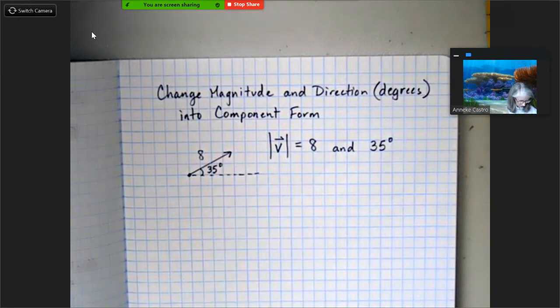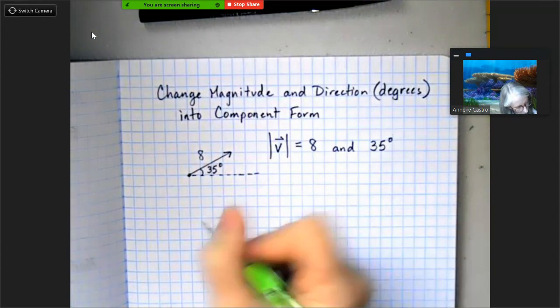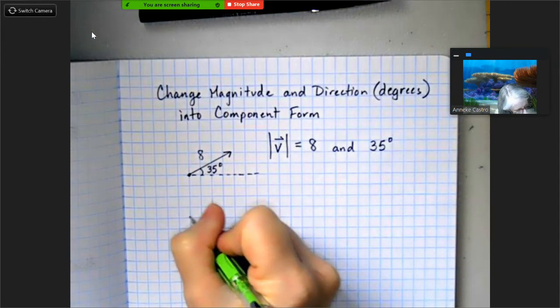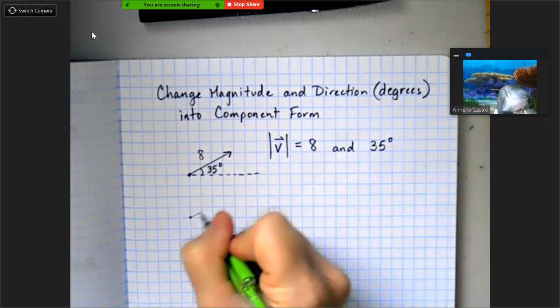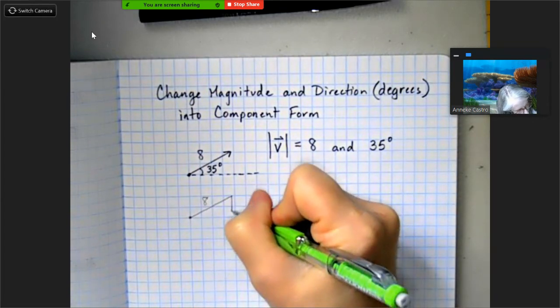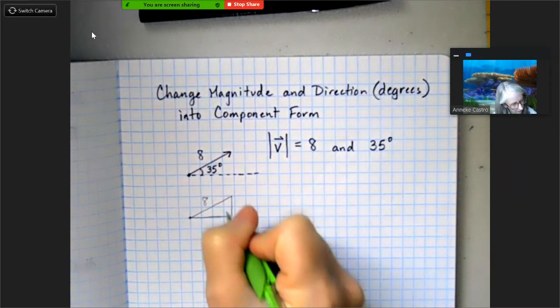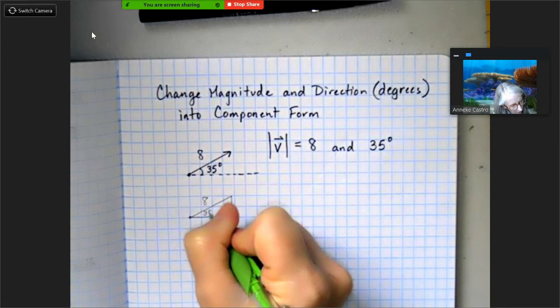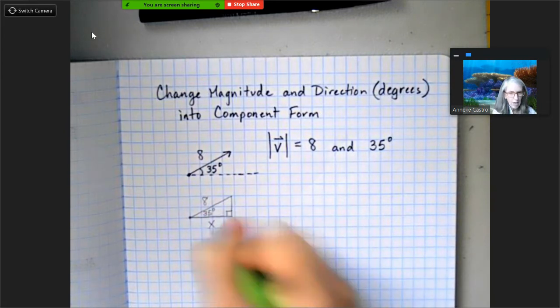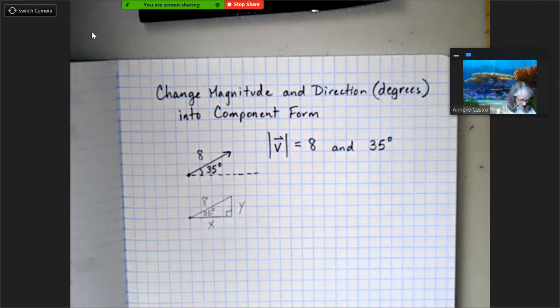And we can do that quite simply using SOHCAHTOA. So I am going to change this into a nice little right triangle. Here's my 8. And I'm going to just drop straight down a vertical and drop straight over a horizontal. So I have a right triangle. And I know this is 35 degrees, and I need to find my x coordinate and my y coordinate. And this is super simple. We can use our SOHCAHTOA.